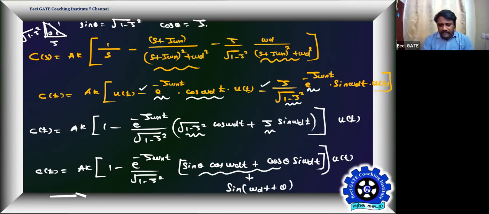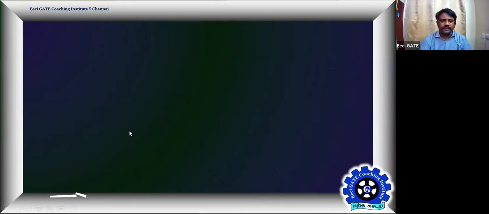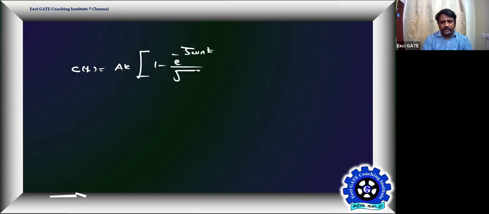All of you getting? Following, right? Yes, sir. Simplify, that's the final step. Therefore, the response C of t simplifies to AK into 1 minus e power minus zeta omega n t by root of 1 minus zeta square into sine of omega d t plus theta, into u of t. This is the simplified version, which should be remembered.